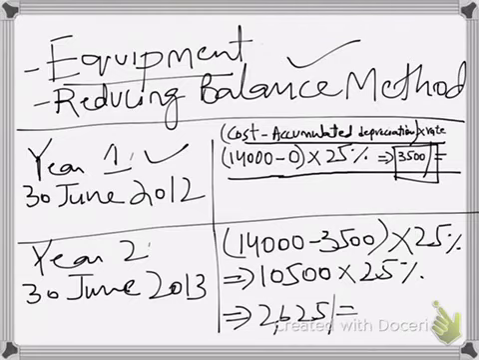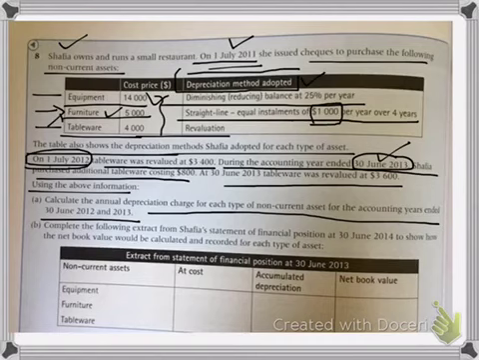Moving on to year 2, obviously you once again apply the same formula. The cost is obviously 14,000. Now this time around your accumulated depreciation is 3,500, which was your depreciation last year. And then if you subtract 3,500 from 14,000, the answer that you're going to get is 10,500. Then you multiply it by the rate, which is 25% again. So you get your second year's depreciation, which is 2,625. Alright, so we have calculated the depreciation for the equipment. For furniture, once again we don't need to do it.